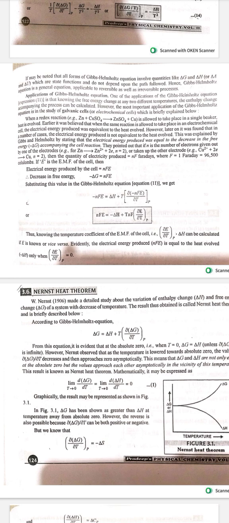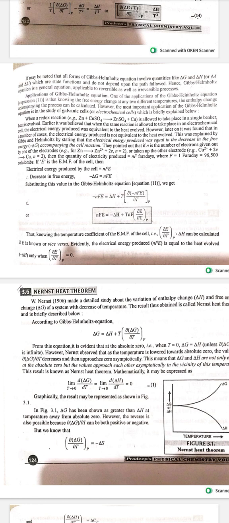Application of the Gibbs-Helmholtz equation. One of the applications of the Gibbs-Helmholtz equation is in knowing the free energy changes at two different temperatures and the enthalpy change in a galvanic cell, which is briefly explained below. When a redox reaction is allowed to take place in a single beaker, heat is evolved. Earlier it was believed that when the same reaction is allowed to take place in an electrochemical cell, the electrical energy produced was equivalent to the heat evolved. However, later it was found by Gibbs and Helmholtz that the electrical energy produced was equal to the decrease in the free energy accompanying the cell reaction.